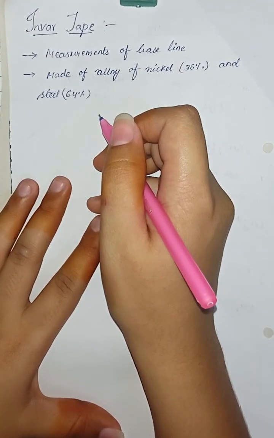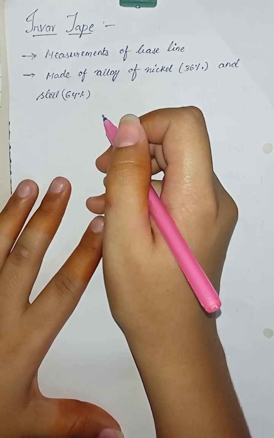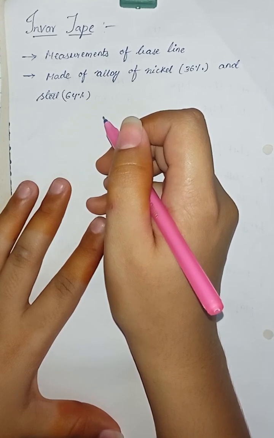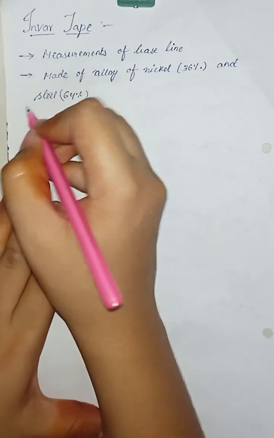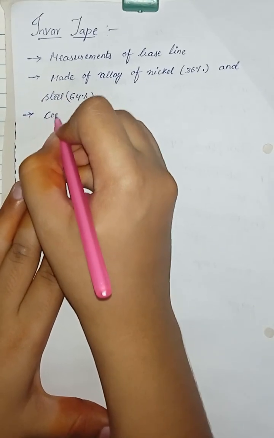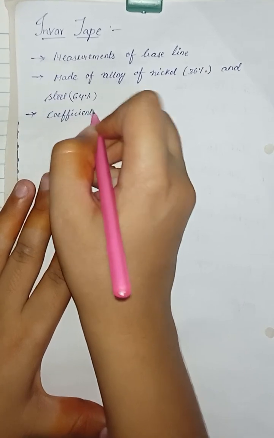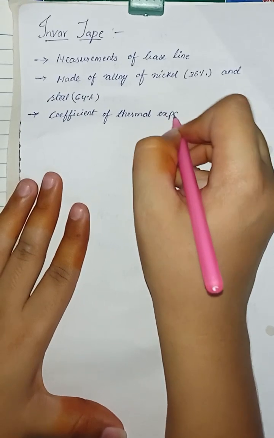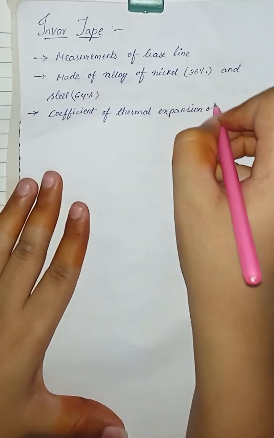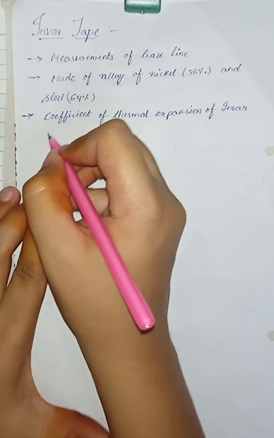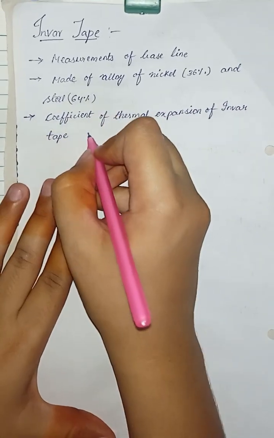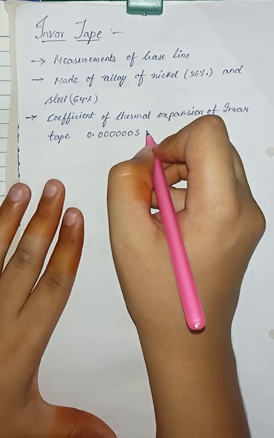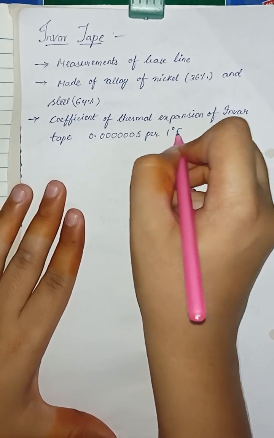The coefficient of thermal expansion varies a good deal with individual bands, but an average value of 0.0005 per 1 degree Fahrenheit may be taken. What is the coefficient of thermal expansion of Invar tape? Coefficient of thermal expansion of Invar tape is 0.05 per 1 degree Fahrenheit.